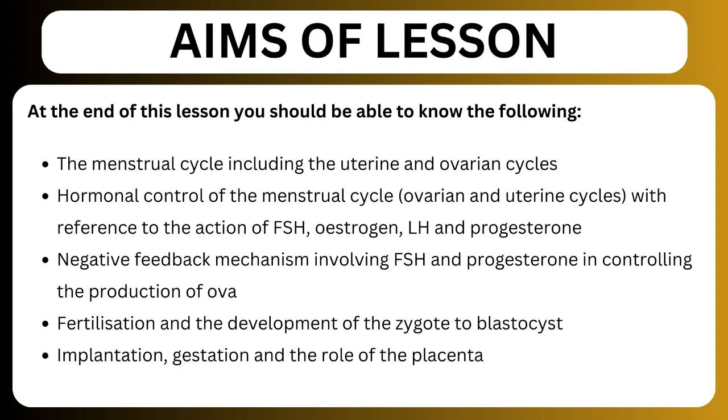Aims of lesson. At the end of this lesson you should be able to know the following: the menstrual cycle, including the uterine and ovarian cycles. Hormonal control of the menstrual cycle, ovarian and uterine cycles, with reference to the action of FSH, estrogen, LH and progesterone. Negative feedback mechanism involving FSH and progesterone in controlling the production of ova. Fertilization and the development of the zygote to blastocyst. Implantation, gestation and the role of the placenta.